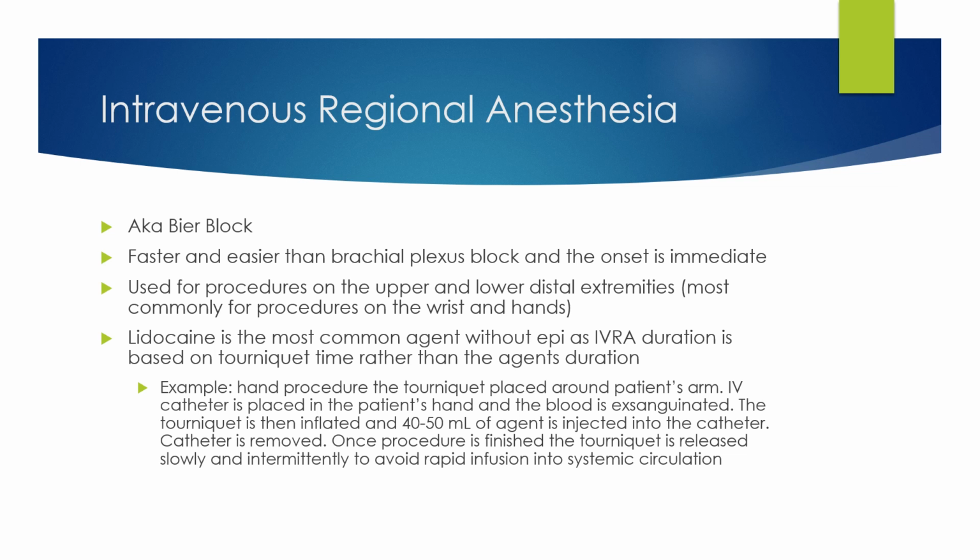So for example, in a hand procedure, the tourniquet is placed around the patient's arm. An IV catheter has usually been placed pre-op in a vein on the dorsal side of the patient's hand. Once the patient is in the OR, the blood is exsanguinated from the arm, so we raise it and wrap it with an Esmarch to get that blood out. The tourniquet is then inflated, and about 40 to 50 mL of the agent is injected into that catheter. The catheter is then removed, and we can prep the hand and proceed with our procedure.